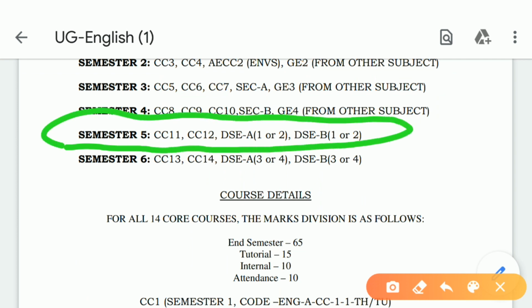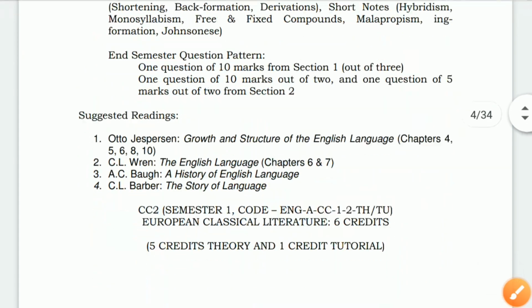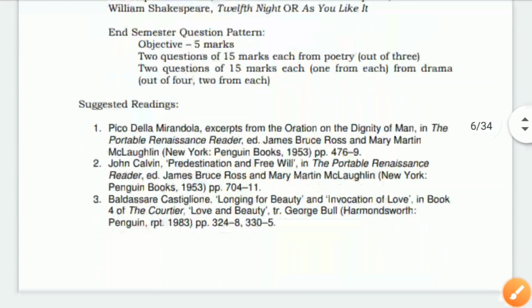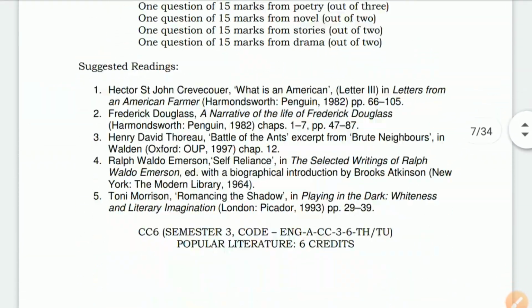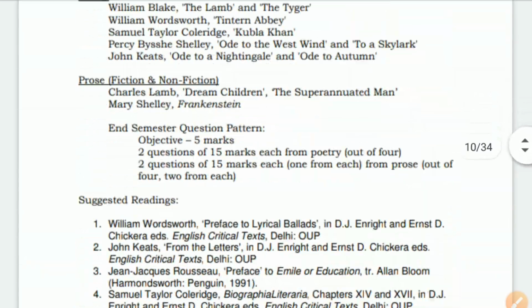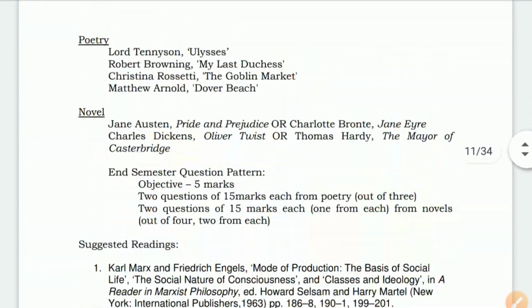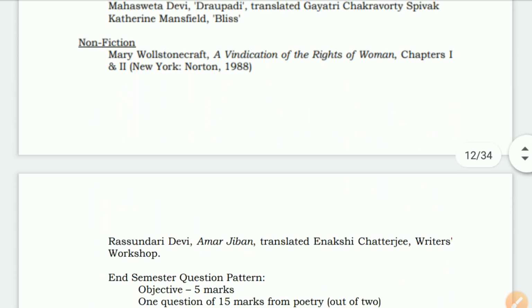CC 11, CC 12, DSE A 1 or 2, DSE B 1 or 2. So basically these are the 4 courses you have in your semester 5. So let's find the courses in detail. CC 11 is in semester 5. So let's find the topics covered in CC 11.